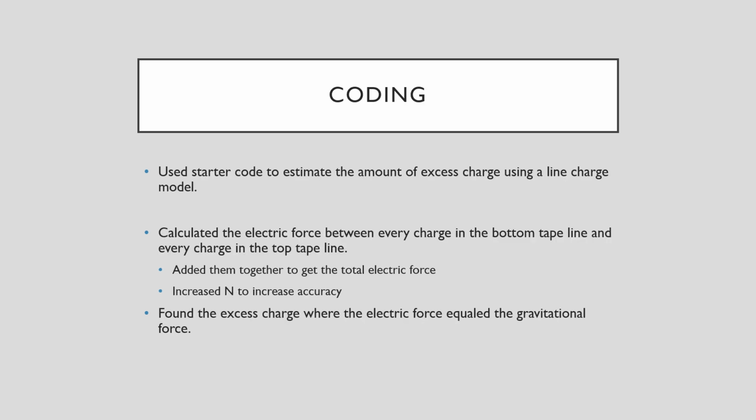In the last lab, we coded a model finding the excess charges treating the tapes like a point charge. However, this assumption introduced a lot of error. So in this lab, we reworked the model to find the excess charge, assuming the tape was a line charge. This model is more accurate because it is a better reflection of reality.